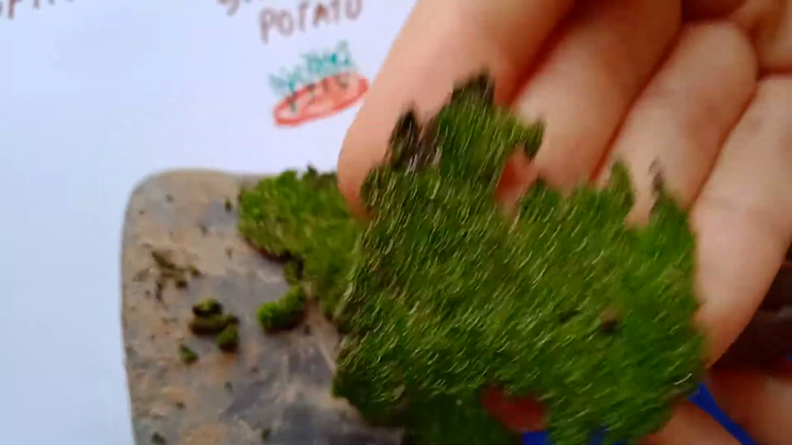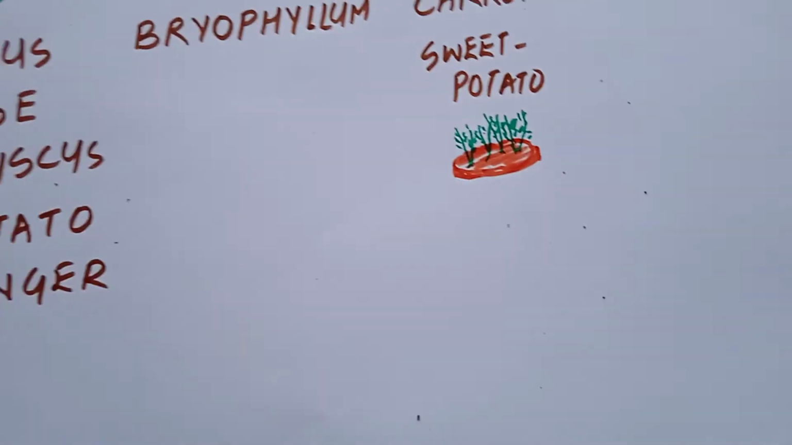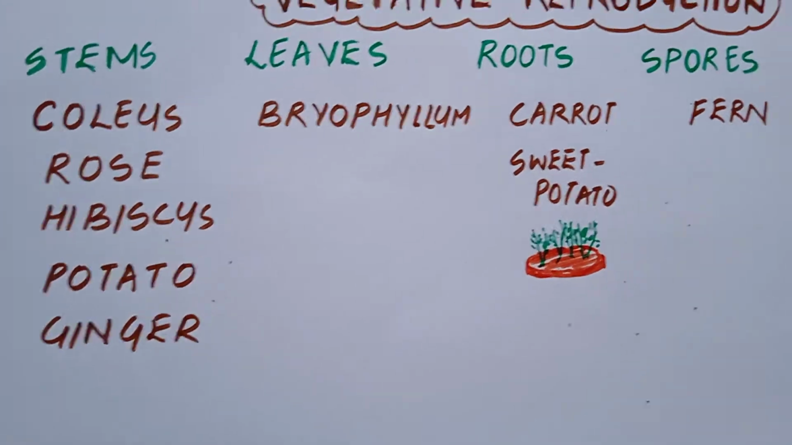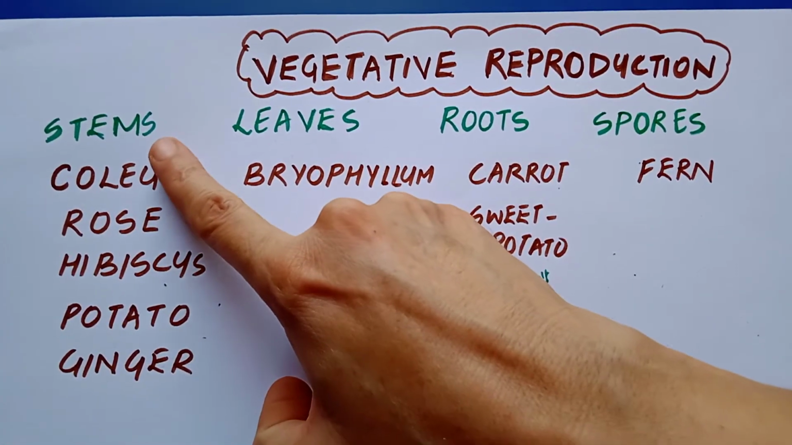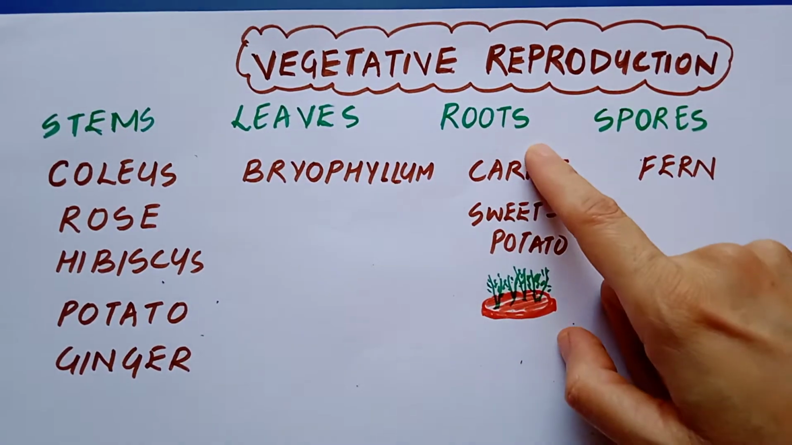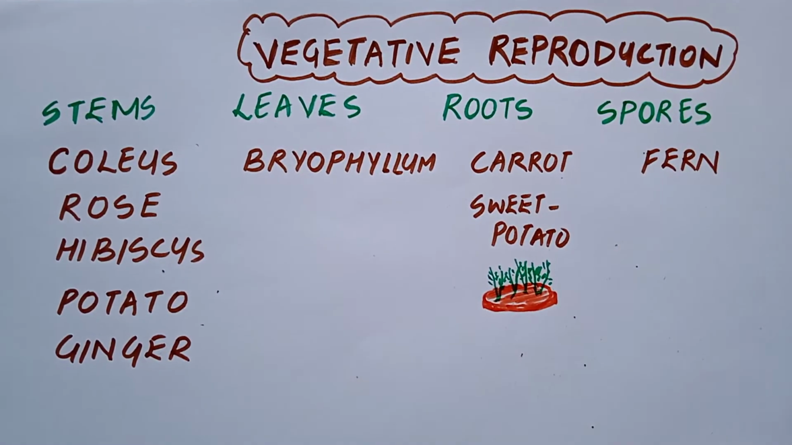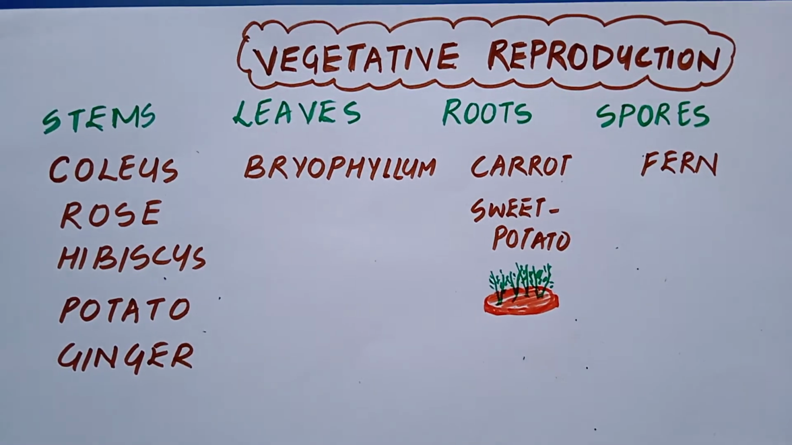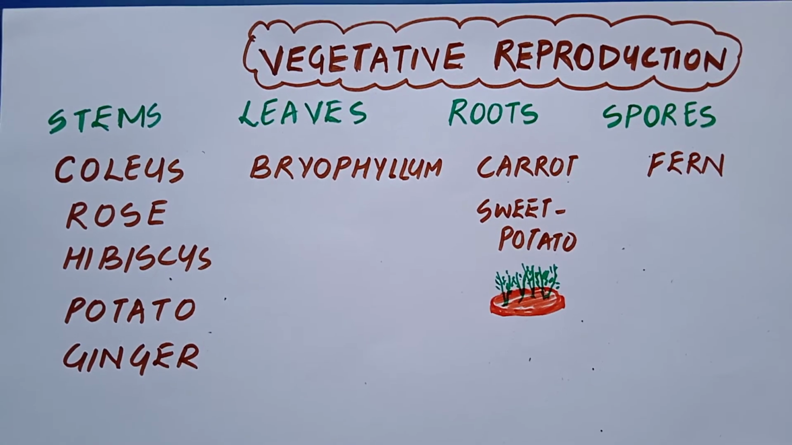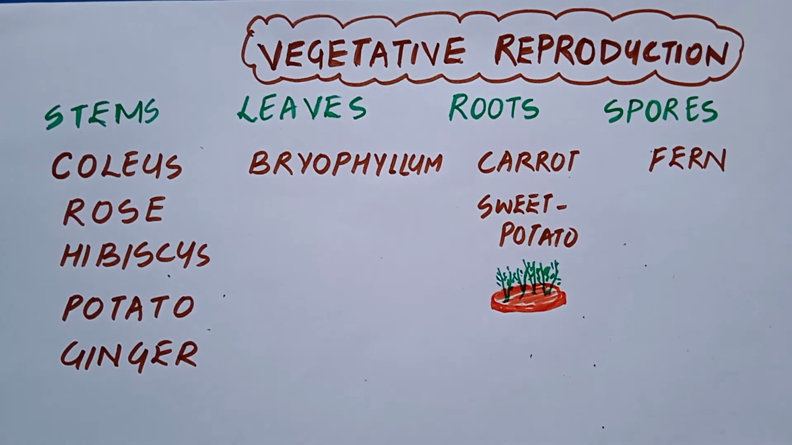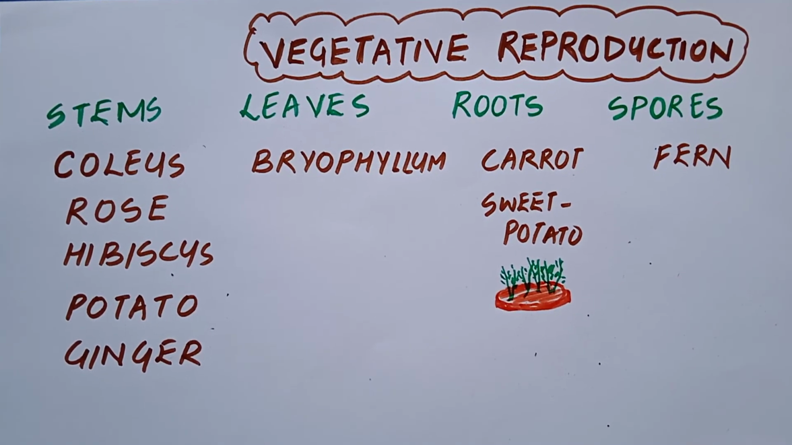So this is how you can see that we have different plants growing with the help of their vegetative parts like stems, leaves, roots and spores. I hope all of you have understood the concept of vegetative reproduction with the help of these examples, and you have had an exceptional learning experience with me. Thanks for watching, everyone.